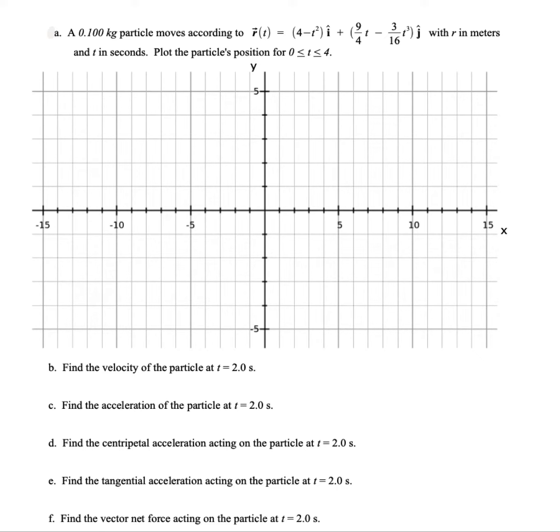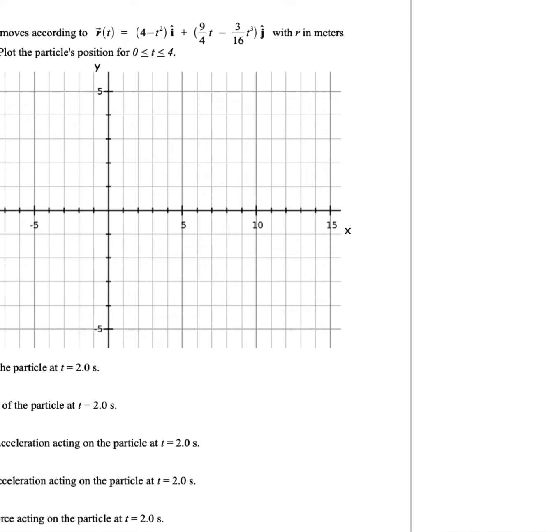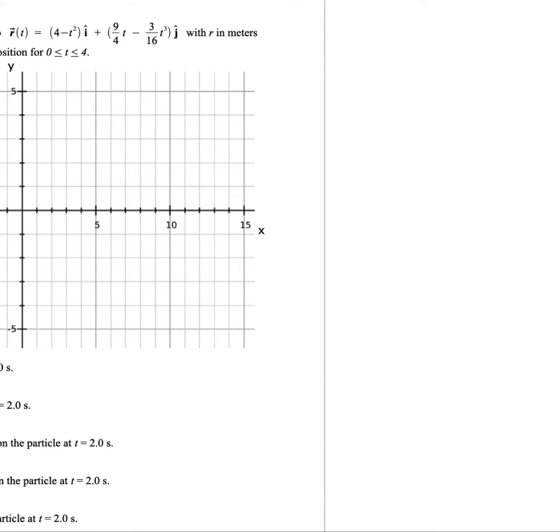So first thing that I do with these is make a table. And what you want is a table of t, and then your x component, and then your y component. So you can pick the times here that you think you need to see in order to tell what the path is.